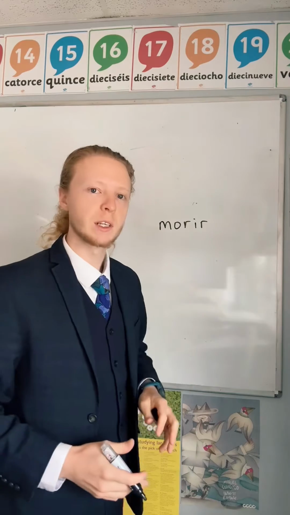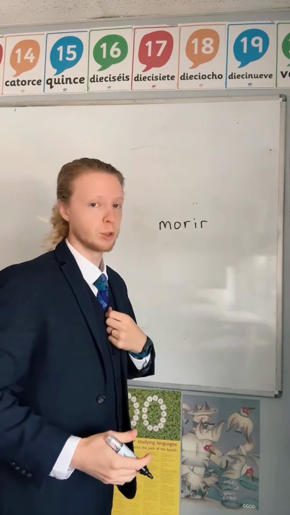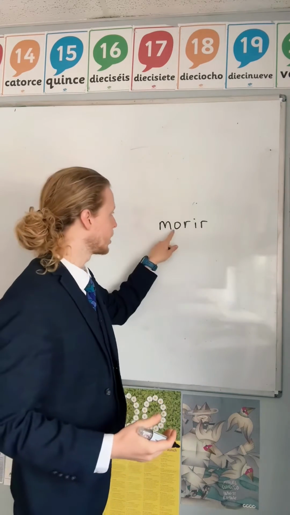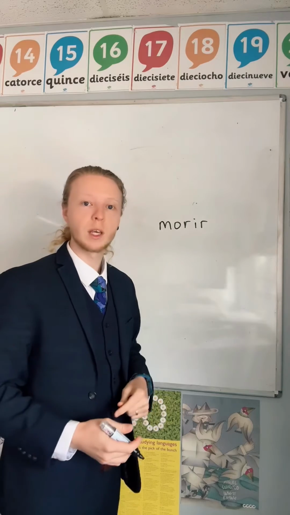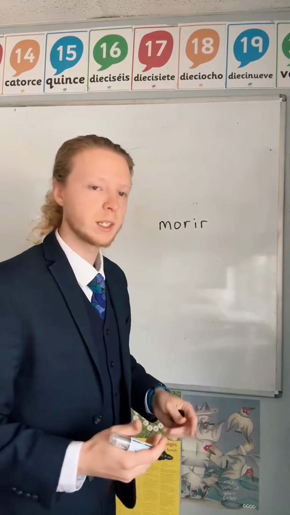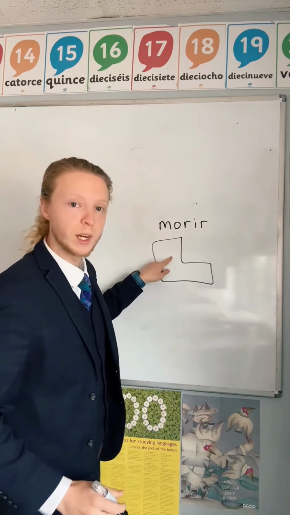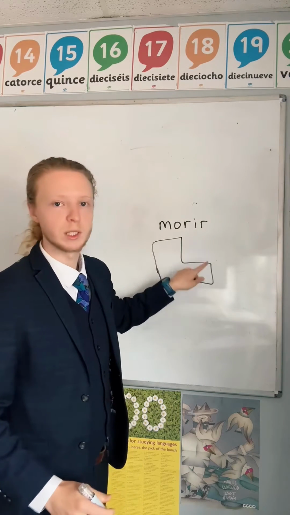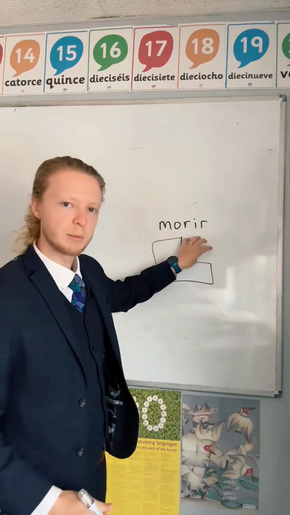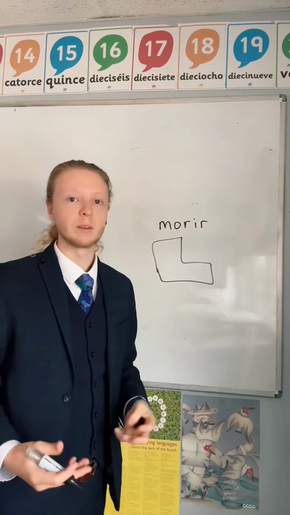Morir is a bit of an irregular verb. It's a stem-changing verb, so yo muero, it goes to M-U-E. Muero, mueres, muere. Morimos, morís, mueren. So it follows that boot shape that I've talked about before. There's no stem change in the nosotros, vosotros, and the vos form.